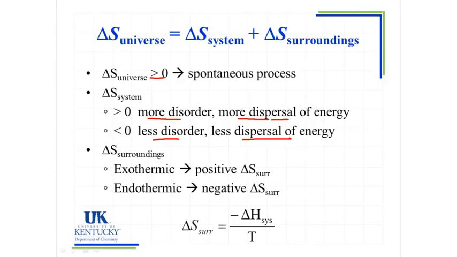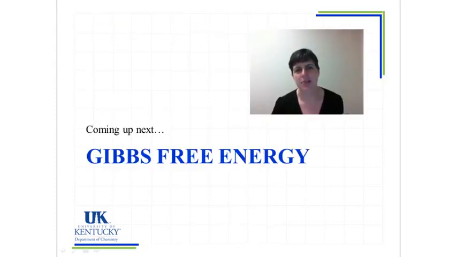For delta S of the surroundings, if I have an exothermic or negative value for delta H, I'm going to end up with a positive delta S of surroundings. And for an endothermic process that has a positive delta H, I'm going to end up with a negative delta S of surroundings. Next, we're going to look at Gibbs free energy.